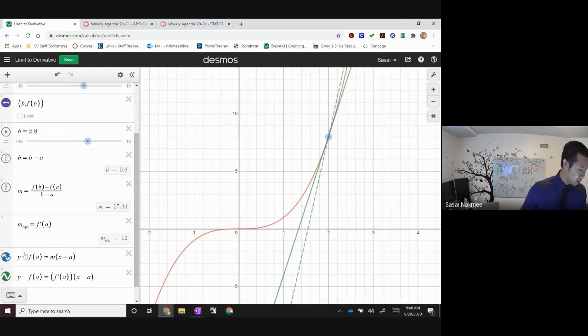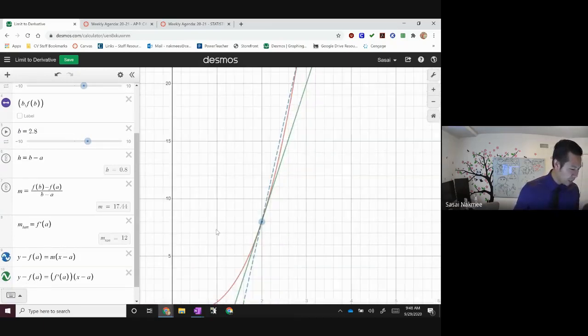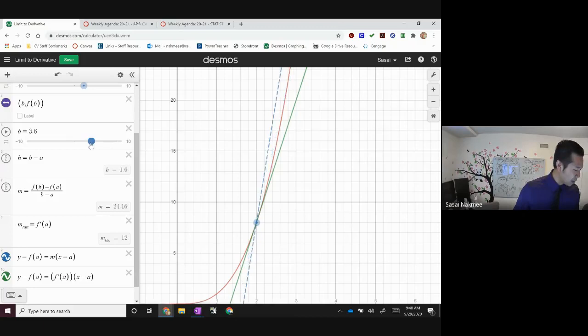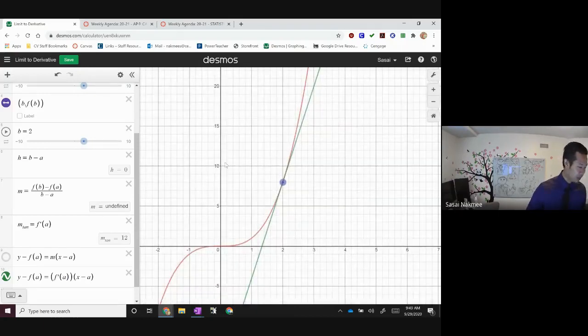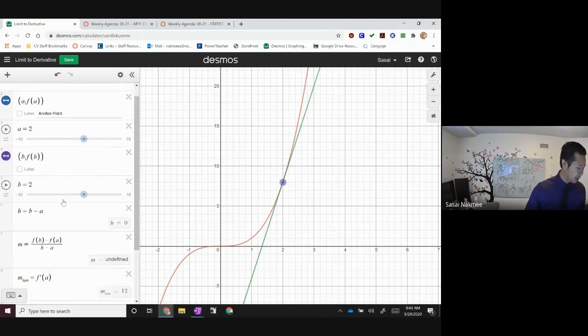We no longer care about the secant line, right? We don't need it anymore, because, well, actually we do need it, but we care about the limit as that secant line gets closer and closer to that tangent line, right? And that's all it is. But yeah, if you guys want, you should Google derivative with Desmos, and you should play with this stuff. It's kind of fun.